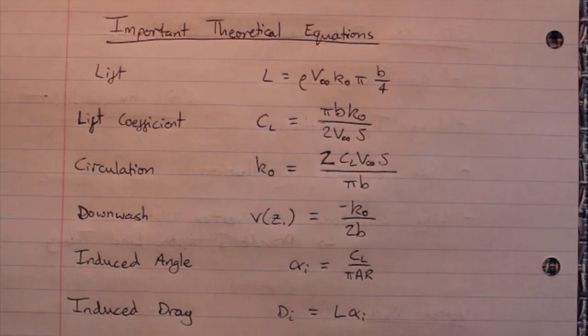Drag coefficient can then be calculated, which is the same as here. You just substitute the coefficient of lift in for the lift and the coefficient of drag in for the drag, which is also equal to the coefficient of lift squared divided by pi times by the aspect ratio again.